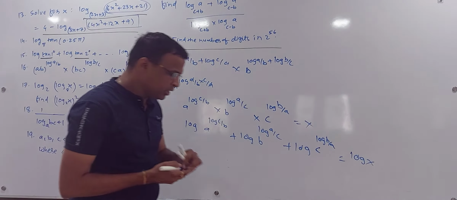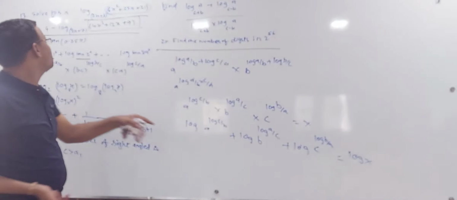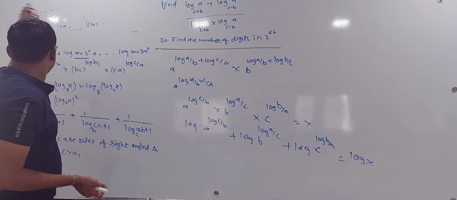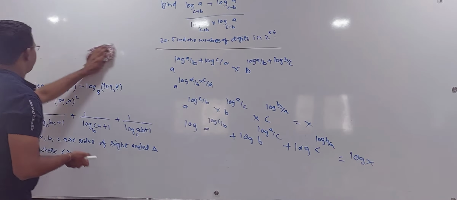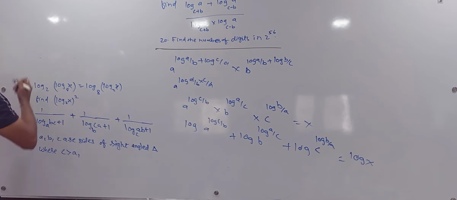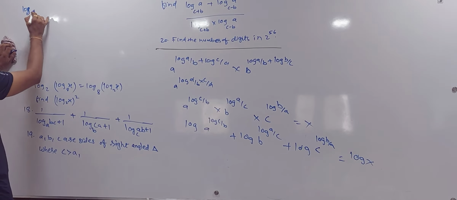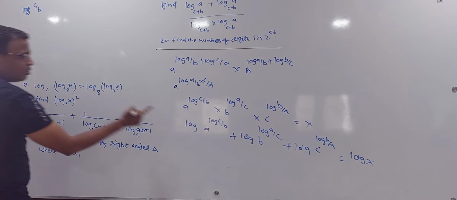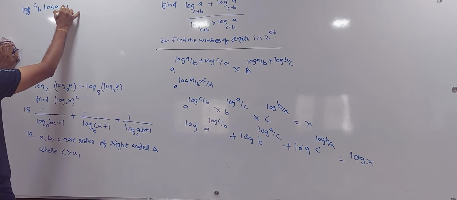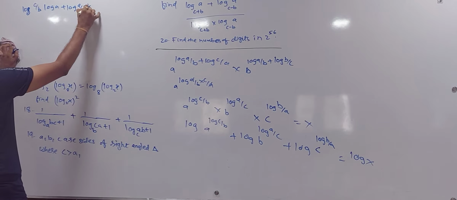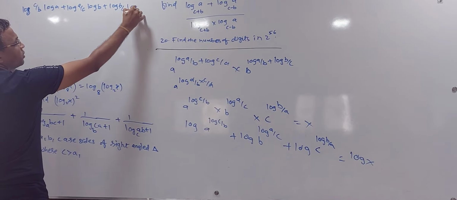Now, can I do one thing here? Bring this log to this side. This is possible for me. So I can just do that. So that was question number 16 we were doing. So when I am bringing that log to the upside, it will be log c by b log a, plus log a by c log b, plus log b by a log c, and is equal to log x.